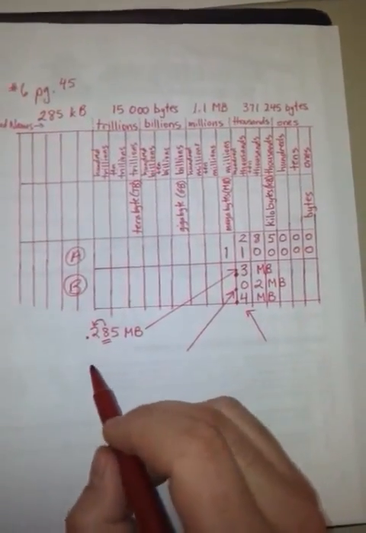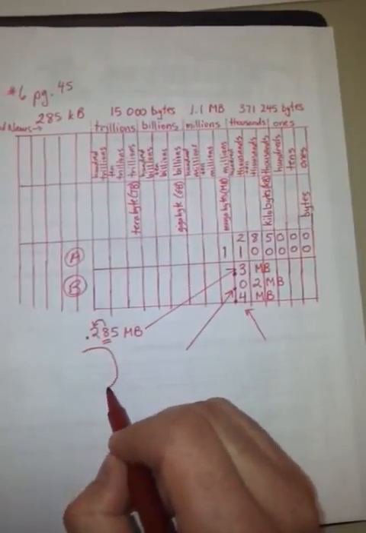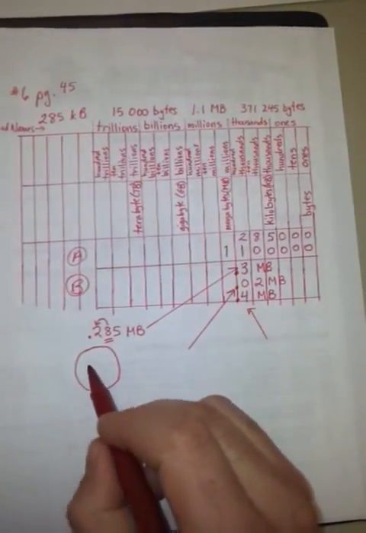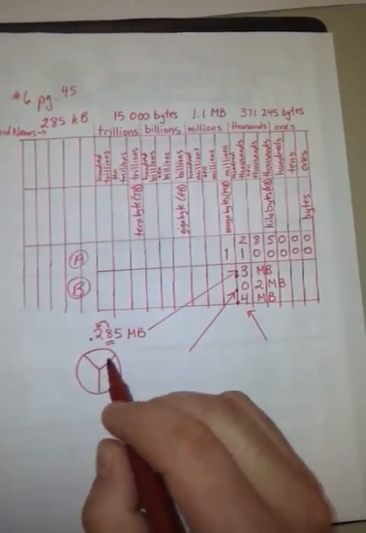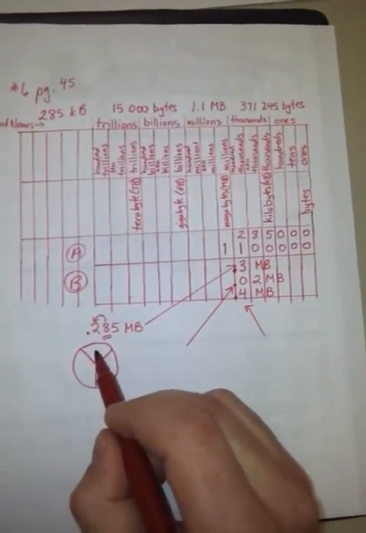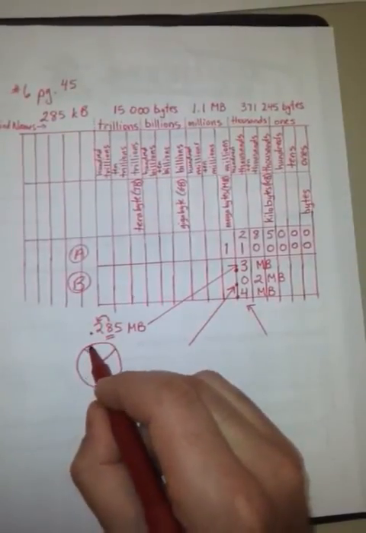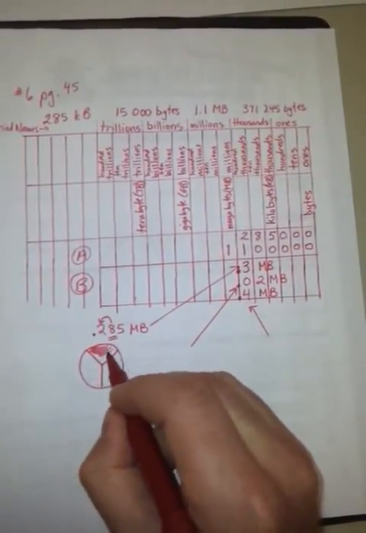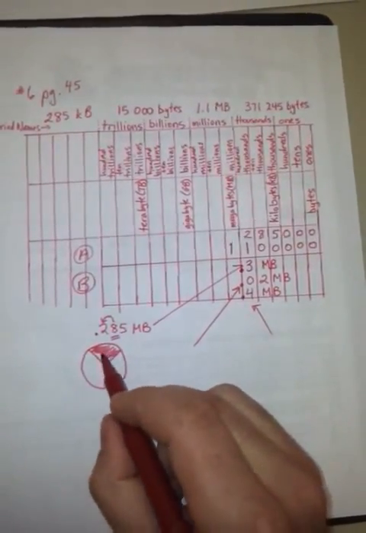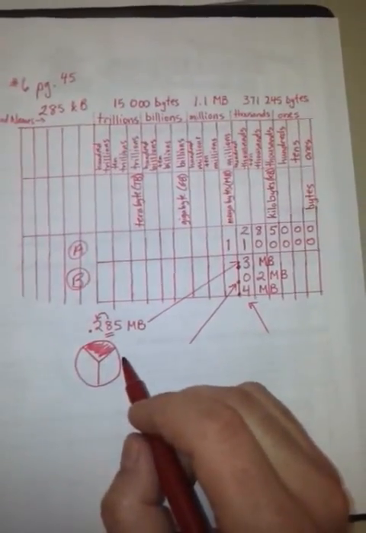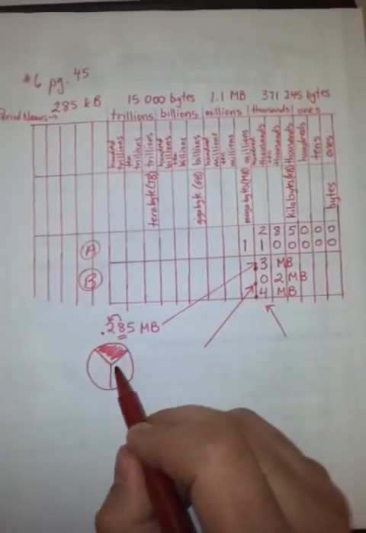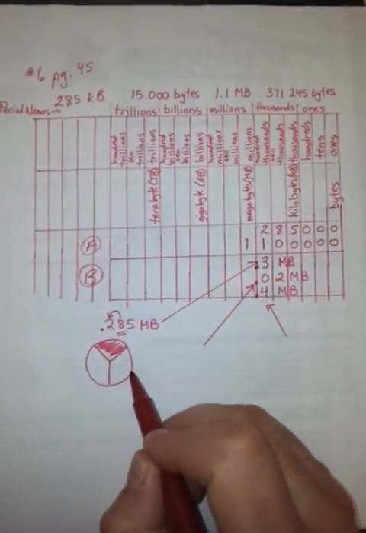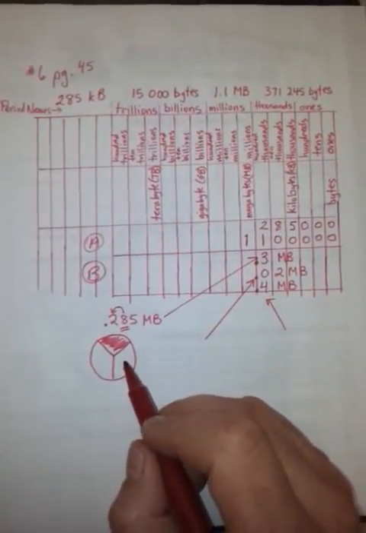Now if you were to show this estimated on a pie graph, it would be approximately 1/3, because 1/3 is approximately 0.33, and this is 0.3, which is really close to that. So we can show it in pictorial fashion too, as a picture.